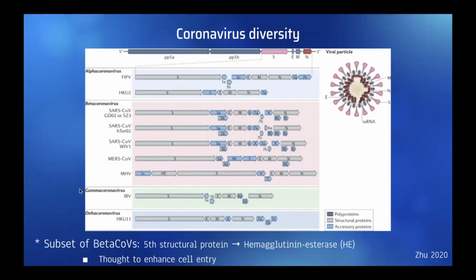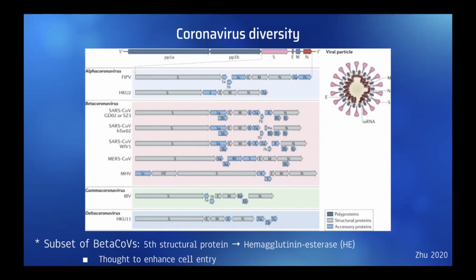And then next we have the gamma coronaviruses, which are right here. And they are known to be derived from the avian and pig gene pool and are known to infect avian species. And lastly, we have the delta coronaviruses right here, which are derived from the avian and the pig gene pool and are known to infect avian species and some mammals, but not humans.